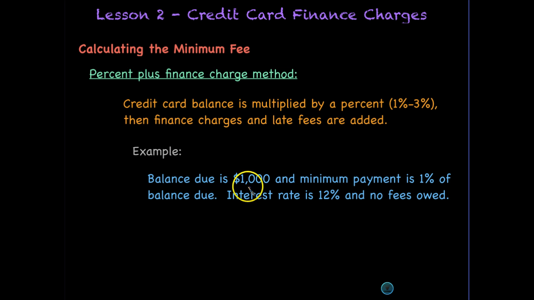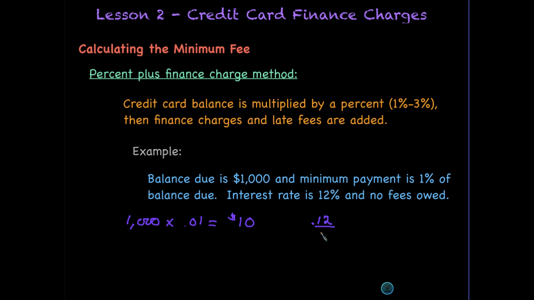In this example, your balance due is still $1,000, but this time your minimum payment is 1% of the balance due. Plus, your interest rate on this credit card is 12%, and you owe no fees. So let's calculate your minimum payment. We would start off with $1,000, and we would multiply that by the 1% to get $10. But then we have an interest rate of 12%. That's 12% per year. So we would need to figure out what that is per month.